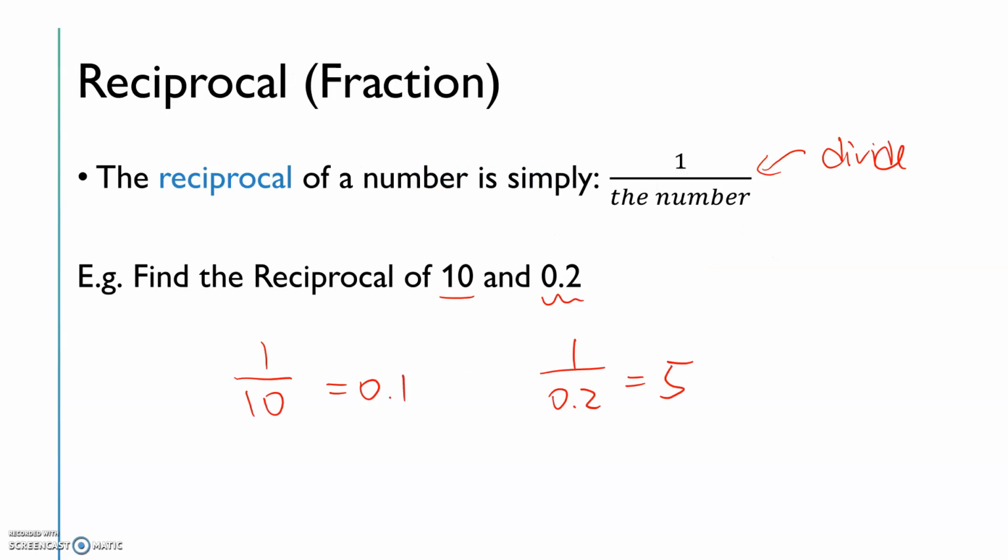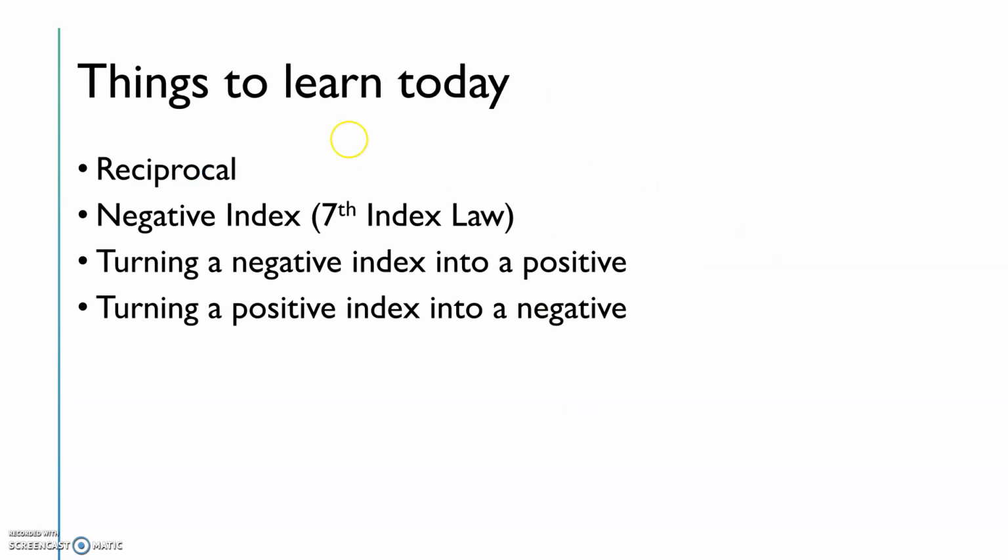Now, a quick recap on these four things. First of all, reciprocal means 1 divided by that number. And then the seventh index law basically suggests that if we have a negative index, we just need to put it as 1 over and a positive one. And vice versa, if we have a fraction 1 over some sort of index, when we bring it up, we're going to put a negative sign back. This will help us to figure out how to turn a negative index into a positive and how to turn a positive index into a negative.